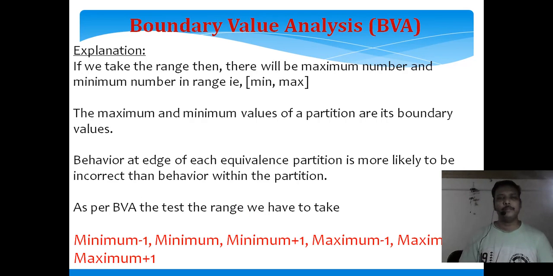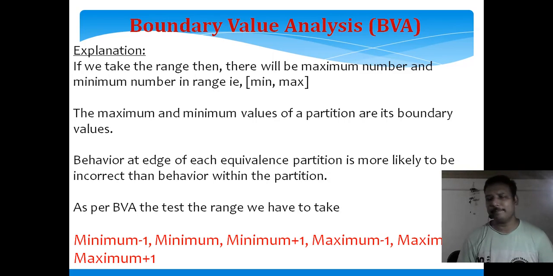Then what do we have to do first? If you want to take the range, then there will be a maximum number and a minimum number. That is the range. If 18 and 60 is the range, 18 is the minimum value, 60 is the maximum value. First, as you have done in ECP, we have to divide it into partitions, partitions which contain data. If you use that data, it has to give the same result.